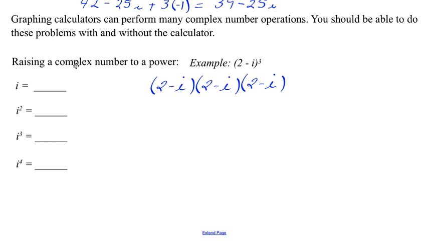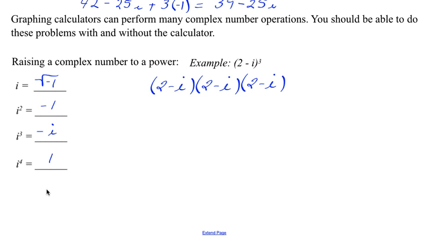I'm going to fill in a couple of things, raising a complex number to a power. So i is defined as the square root of -1. If we square that, we just get -1. If we cube it, we get -i. And if we take it to the fourth power, that's just like taking i squared squared. So it's like -1 times -1, which is +1.